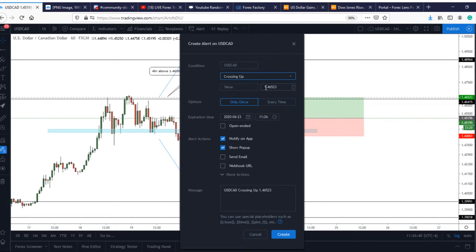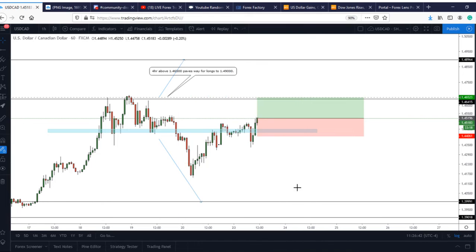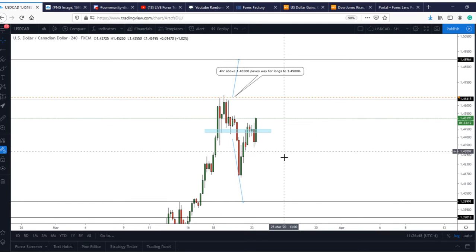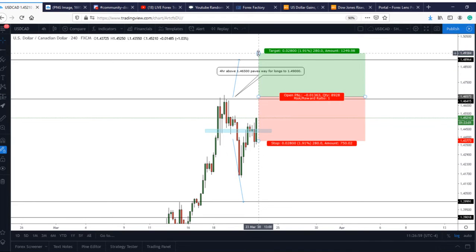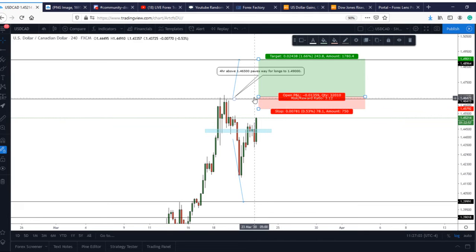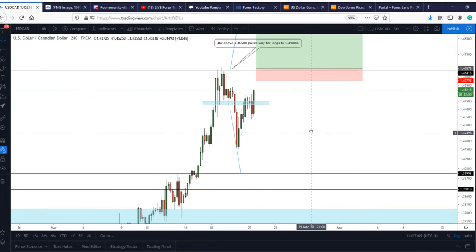Crossing up 1.46523, and we'll see, 4-hour time frame, guys. So let's pop to the 4-hour, and I'll send this chart work once again through, and we'll see what happens. Once we do get that closure, it's gonna be pretty simple in terms of the actual setup. We just put a long here. Here's our take profit, and then our stop loss will be around 15 to 20 pips below our entry. And here we have a 3.12 R2R. So that's a deal.